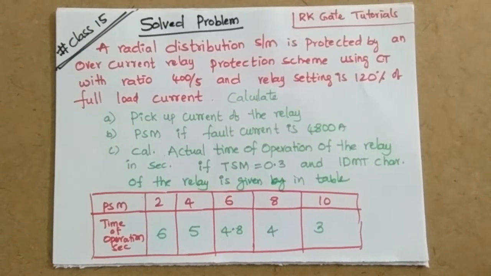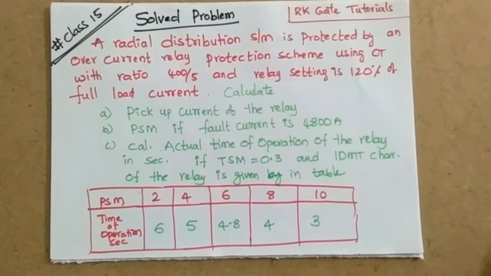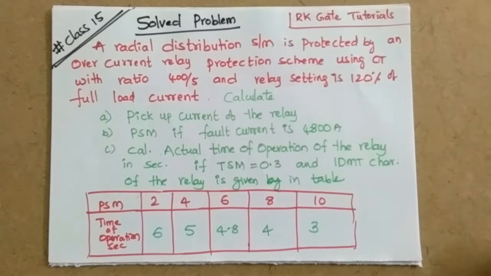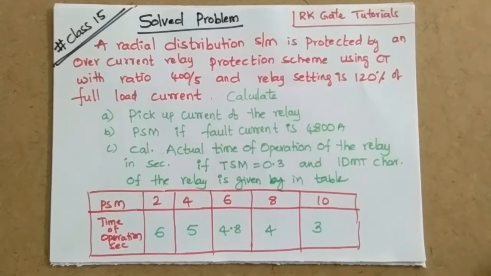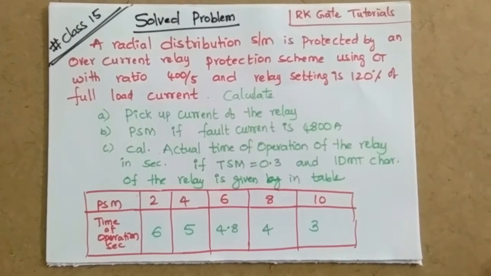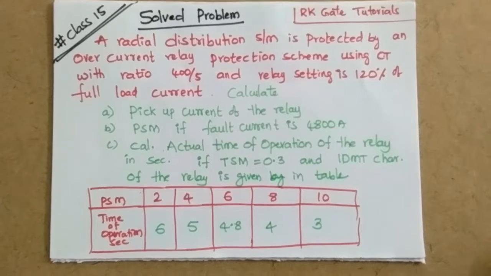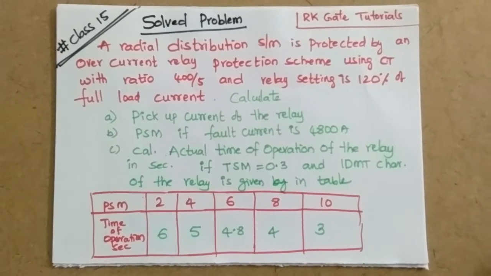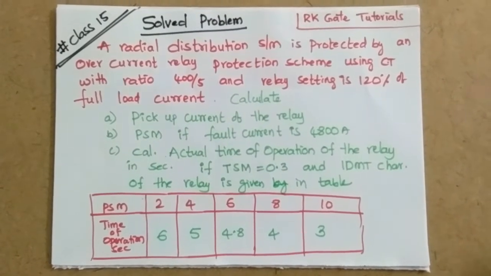So we are in the 15th class now. In the previous class we have seen how to adjust the time of operation of the relay, that is nothing but the time setting multiplier. Now let us see a solved problem today.